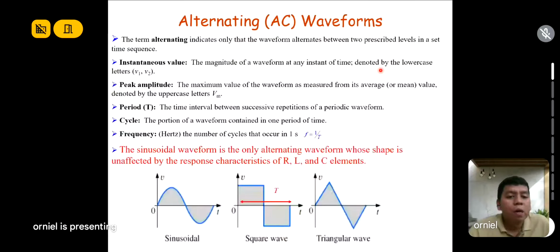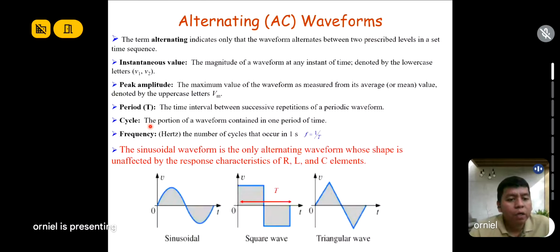And also the peak amplitude, this is the maximum value of the waveform. Regarding this one, normally you can see it here. The peak value of voltage is denoted as uppercase Vm. And for the period, one cycle, the positive cycle and the negative cycle together make one period, with respect to T.